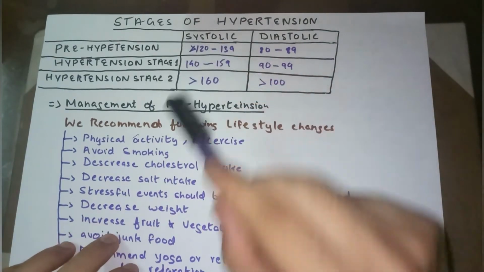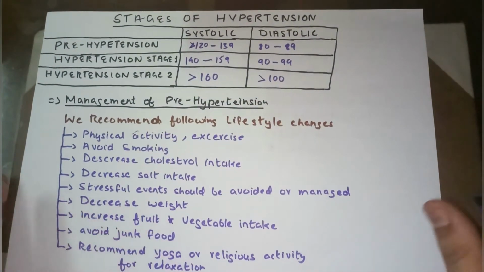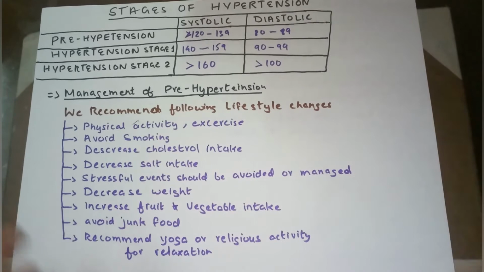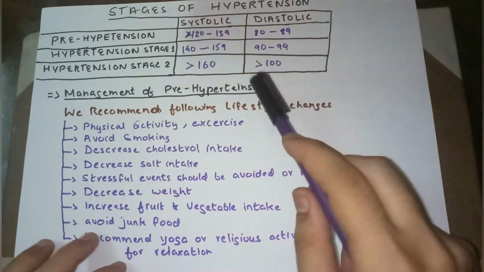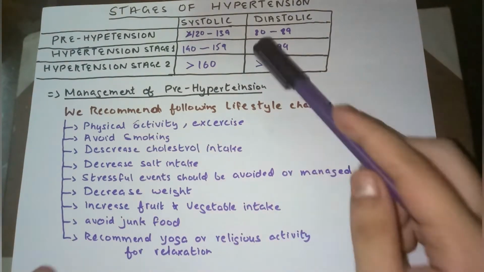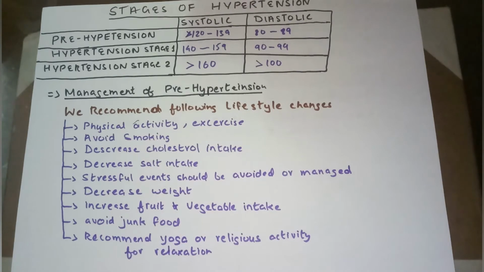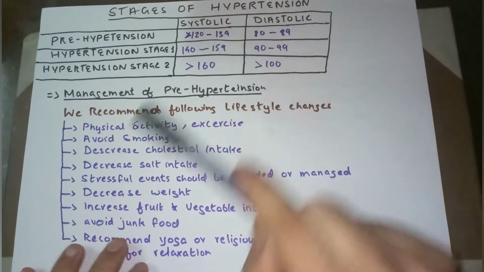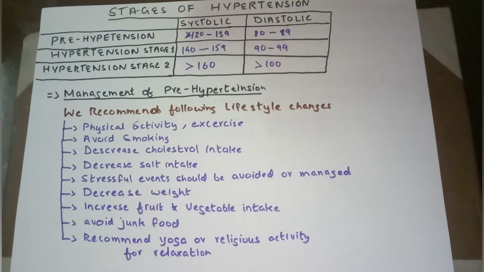So for stage 1 and stage 2, we start drug therapy, giving them the drugs. But for pre-hypertension, we do not give the drugs. We do lifestyle changes management. Like if someone comes to you and his blood pressure is 120 to 139, then we will do his lifestyle changes management. And I have already given a lecture about the diagnosis of hypertension, so if you haven't watched it, then the link is in the description.